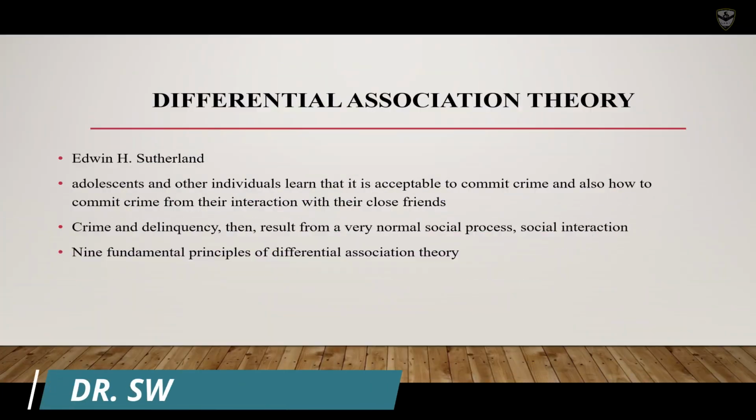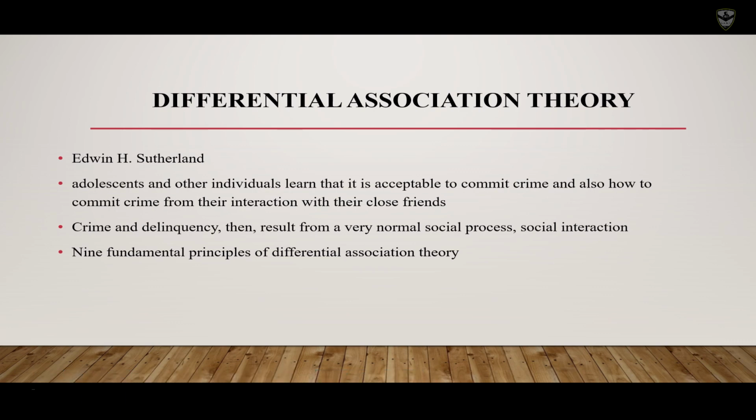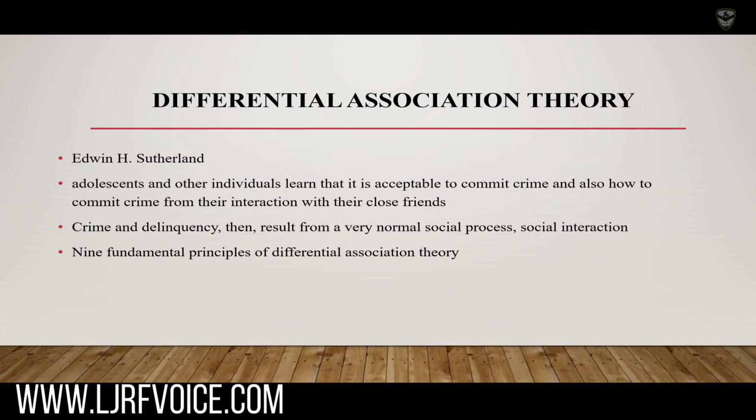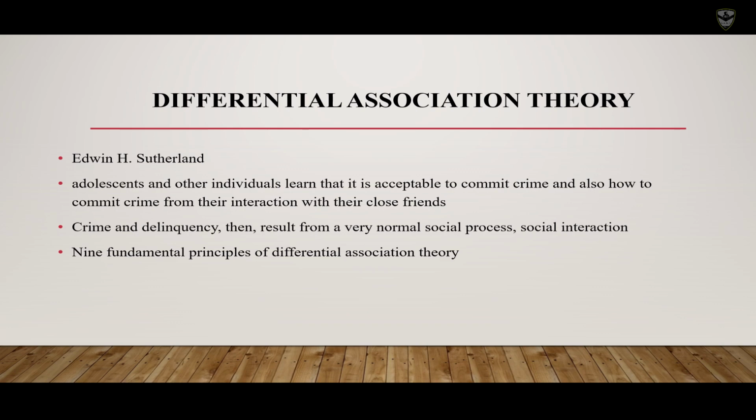Next theory, that is differential association theory. Now, the earlier two theories were about social structure, how the structural process in a society or how a social structure leads to crime. Next, we are moving on to how social process leads to crime. So in this, there are two theories that we would be looking into. First is the differential association theory, and the second is labeling theory.